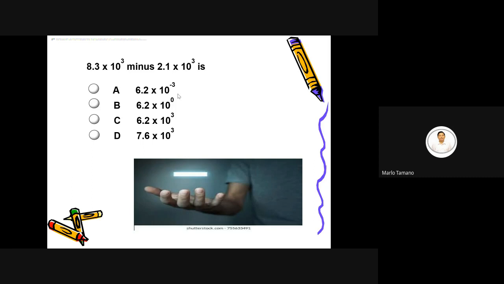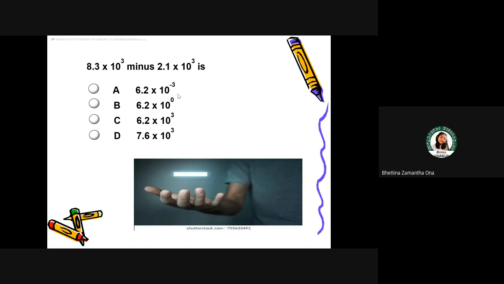Next, 8.3 times 10 cubed minus 2.1 times 10 cubed is... It is minus. So 3 minus 1 is 2. 8 minus 2 is 6. So, 6.2 times 10 to the 3rd power. That is correct. Next letter?